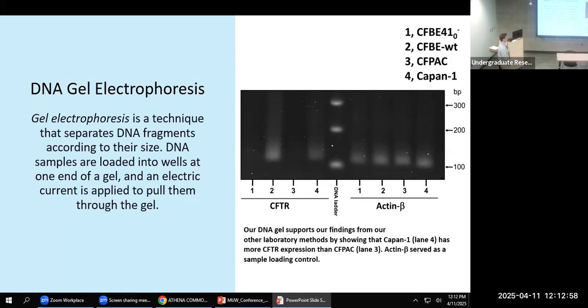So using RT-PCR, I run a DNA gel, and this is our negative control, our CFBE 410 minus, which is what we expect, and a higher expression in our positive control. Within our two endogenous cell lines, we're able to see a difference. In lane 4, our wild type expressing endogenous cell line has more CFTR expression than the other cell line, which is what we've seen consistently throughout our analysis. And this is a DNA ladder. They commercially produce ladders of specific lengths. This one's 300, 200, and 100 base pairs, so that we know specifically where things are in the gel and have an idea of what's happening.